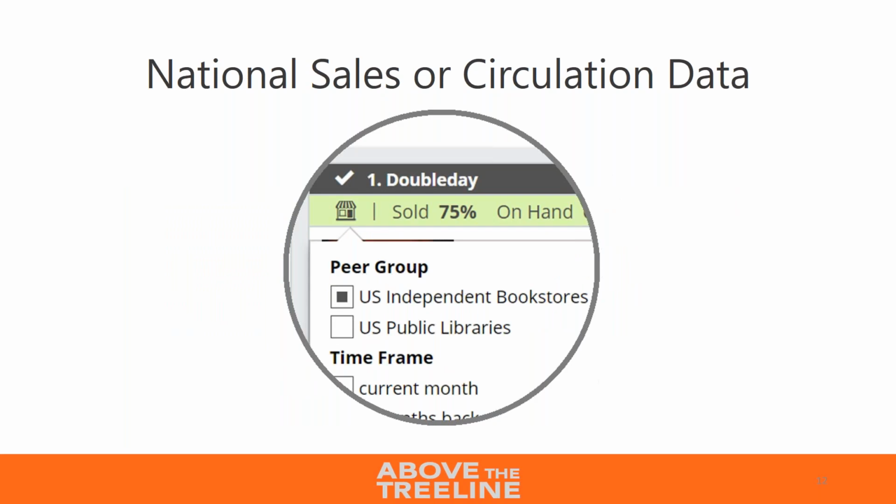And this also switches between two different markets. I guess I'm putting quotes, not really markets. They're actually sort of peer groups. So one of the peer groups is the independent bookstores, and the other one is public libraries. So you can change that.